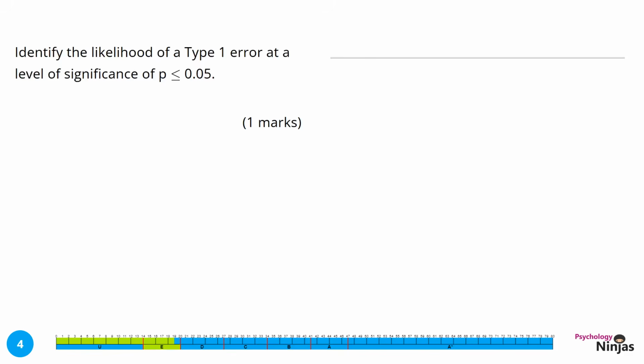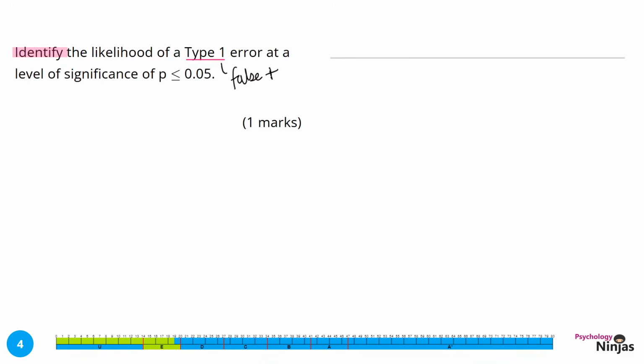Identify the likelihood of a type 1 error at a level of significance of p less than or equal to 0.05, 1 mark. Here we have the command word identify, which is looking for a particular statement. This question has some assumed psychological knowledge in terms of what a type 1 error is. This is a false positive. It means that we have incorrectly accepted the alternate hypothesis in error and should have rejected it.